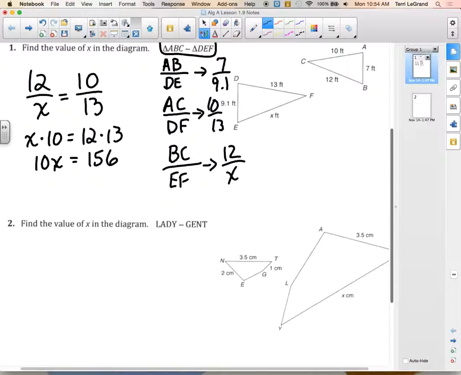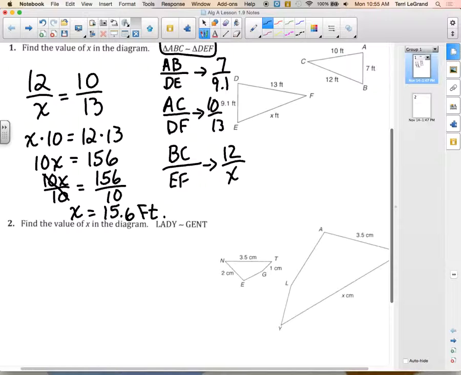So what's our next move? Maddie? Yeah, thank you for saying it that way. Divide both sides by 10. And you don't need your calculator to divide by 10 because you just do what? What's the shortcut? Move the decimal one place to the left. So x is equal to what? 15.6. And what's the label on this? Feet. X equals 15 and 6/10 feet.